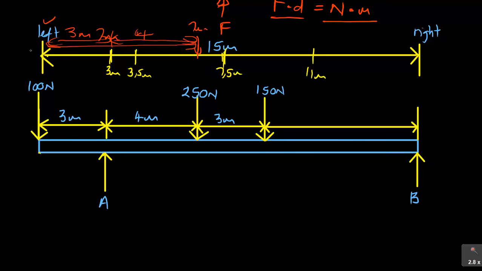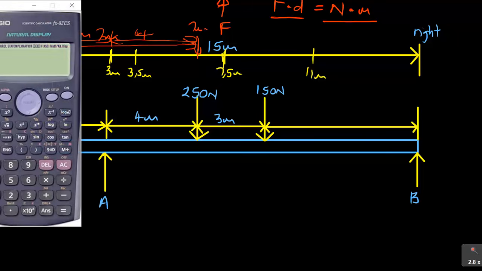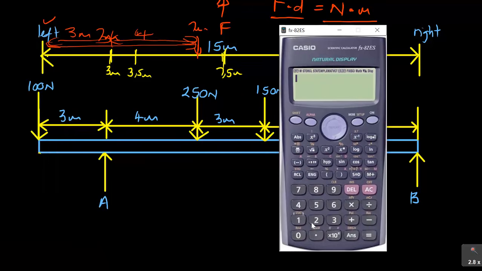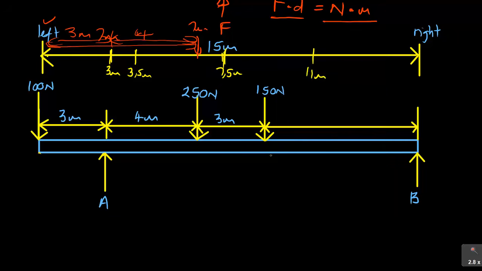Now remember, this beam is 15 meters. So now you have the 3, you have the 4, you have the 3. If you add this 3 plus 4 plus 3 and subtract from 15, it must give you the outstanding size which you are going to write there. So 3 plus 4 plus 3 minus 15, I'm getting minus 5, but obviously I need a positive answer. So I'm getting this to be 5 meters.